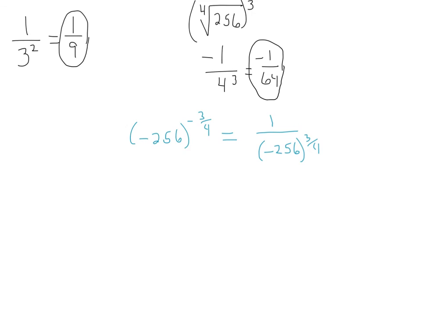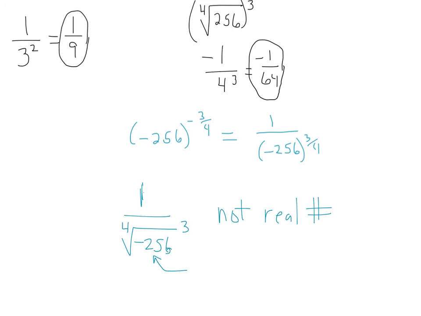And now if I look at it, this would be 1 over the fourth root of negative 256 to the third. But this is actually not a real number, because you cannot take an even root and get a negative number. Because if I take 4 negatives, I'll get a positive. If I take 4 positives, I'll get a positive. So there's actually no real number that this works for. So you have to be careful of parentheses. They can definitely make all the difference in your problem.